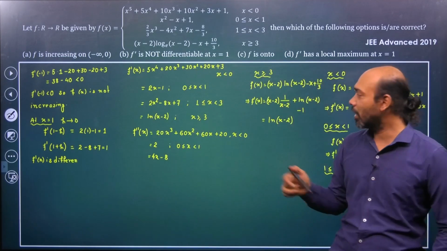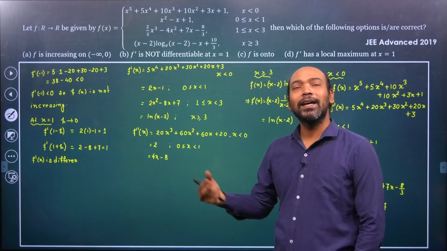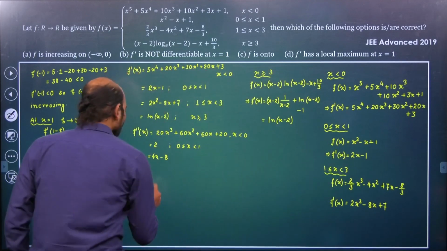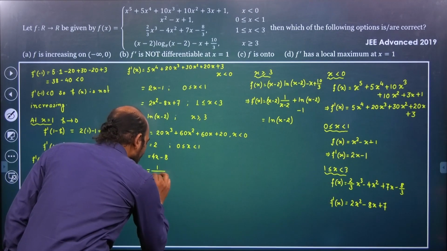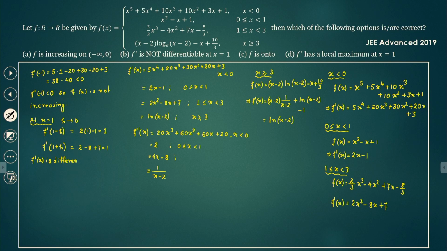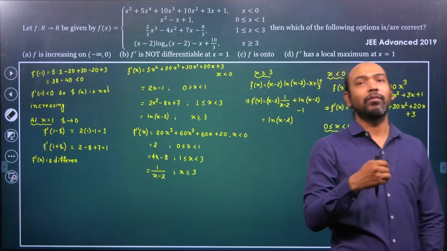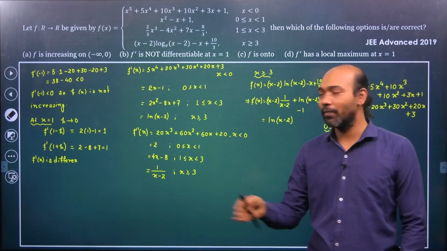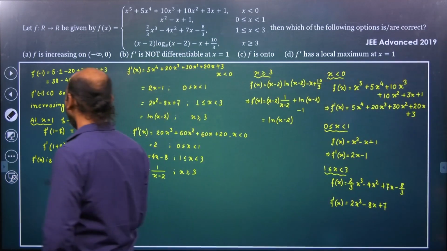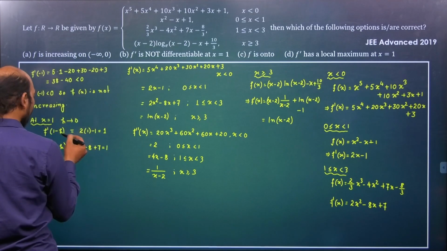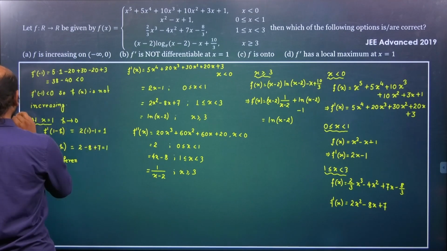Now we have to differentiate log x minus 2. That's obviously 1 by x minus 2. So let's put it as 1 by x minus 2. So all the differentiation is done. This is 1 less than or equal to x less than 3, and x greater than or equal to 3. Now see that here we need to find out at x equal to 1, f double dash 1, right derivative and left derivative, the same concept. So let's substitute that value and calculate f double dash x.